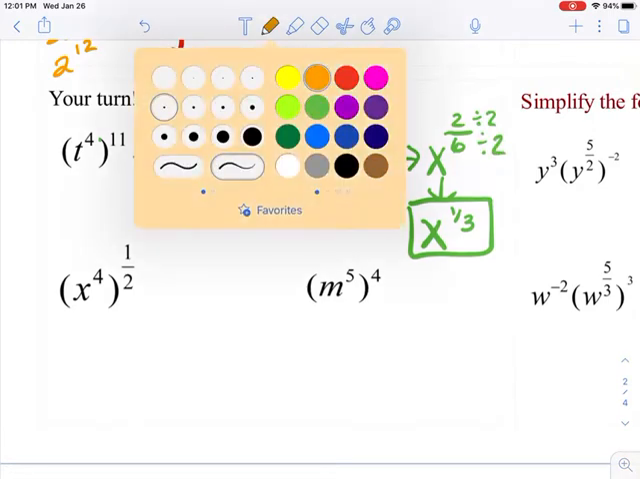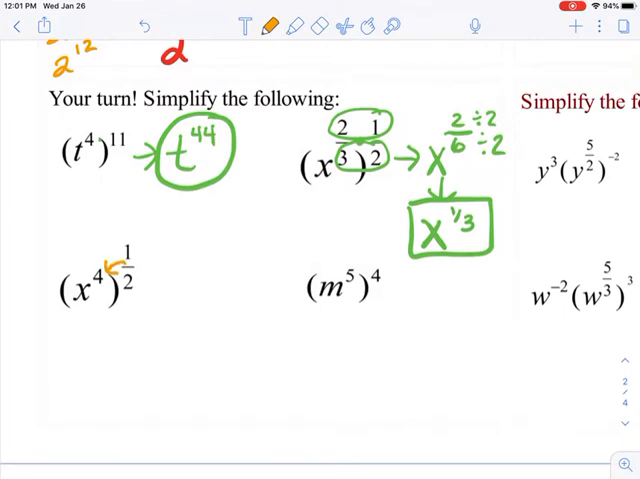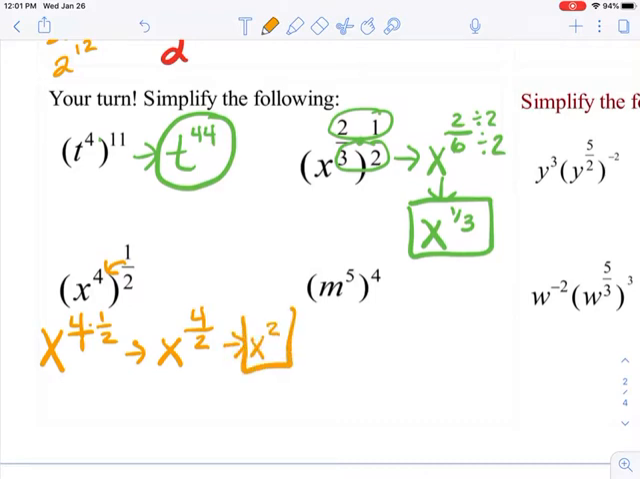Next one, again, power to power. I'm just throwing some fraction stuff in there, trying to make it a little bit harder for you. So it's just x to the 4th to the 1/2. So you just take x to the 4 times 1/2. Remember, we can make 4 a fraction, put it over 1. Again, you still multiply straight across. 4 times 1 gives me 4. Over 1 times 2 gives me 2. So 4/2 simplifies to x squared. Or just think, what's half of 4, right? Half of 4 is 2.